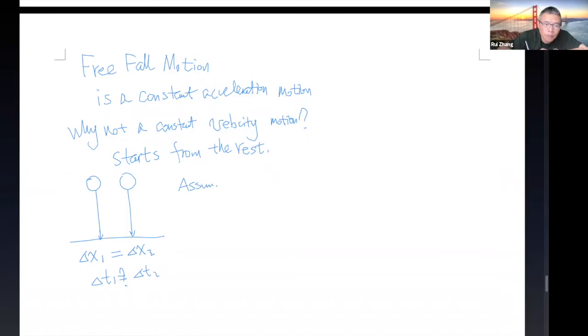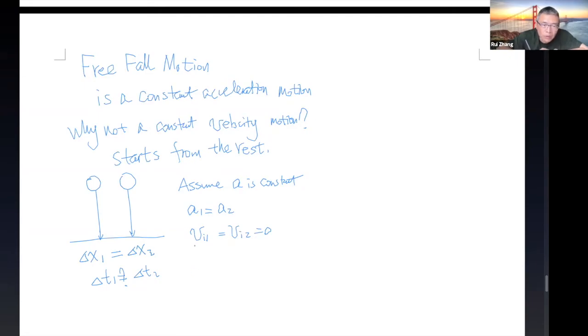assume a is constant. Basically, we're saying a1 equals a2. The expressions are the same for both of them. And we also know that the initial velocity, vi, equals 0 because we start from the rest. So there's no initial velocity here.